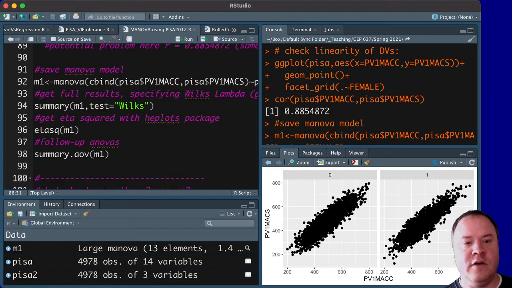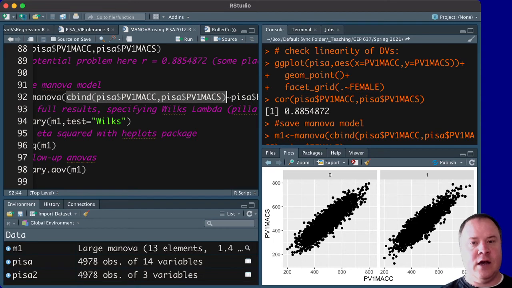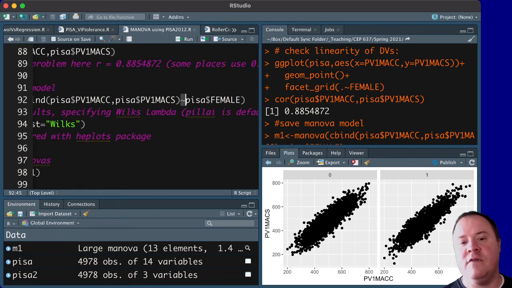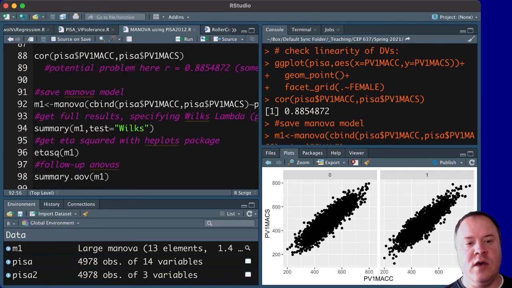First, you just use the function manova, and you have to combine the two dependent variables together using the function cbind. This basically turns these two into a matrix, so it's looking at two columns at once as the outcome measure, if you will. Then, just like you would with a linear model, you use the tilde symbol and put the grouping variable, in this case, female. We're going to store that in M1 and then get a summary of it.